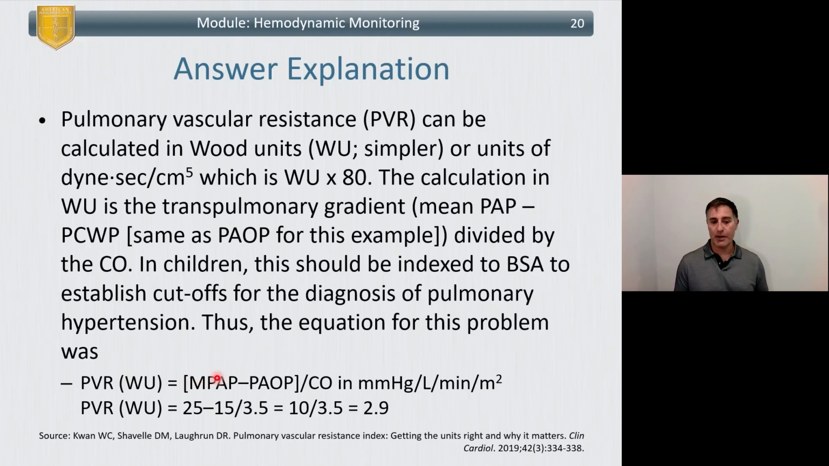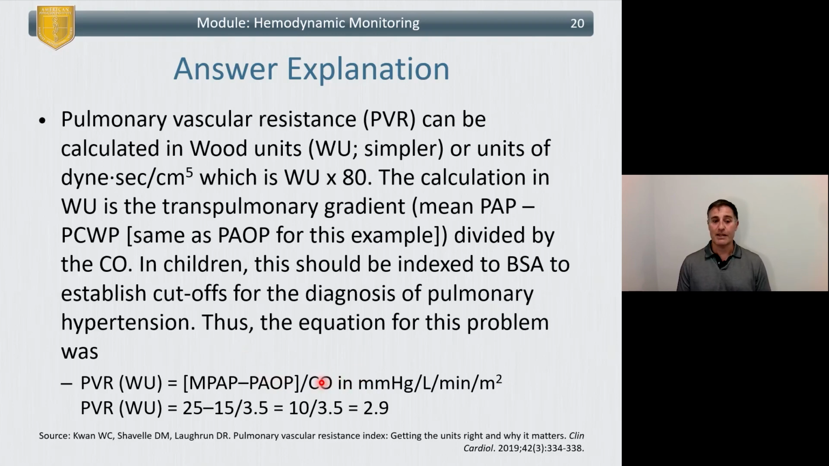So the mean pulmonary pressure is kind of the RV pressure, so to speak, okay? Minus the pulmonary occlusion pressure, that's kind of the left atrium, right? So now you're subtracting out what's at the tail end of the pulmonary circulation. And then the flow through the system is the cardiac output. So you're basically taking pressure divided by flow, and if you remember from Ohm's law, pressure divided by flow then gives you resistance, right?